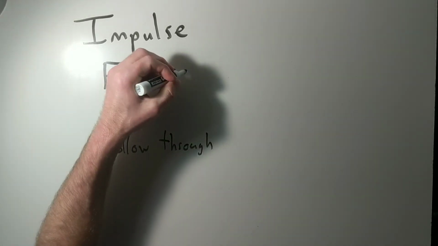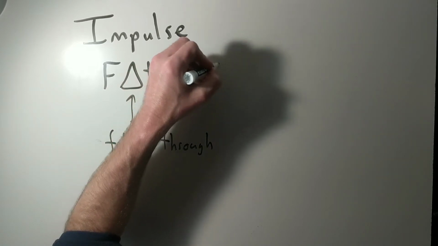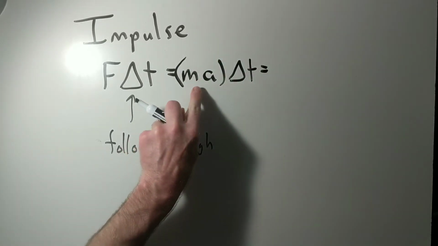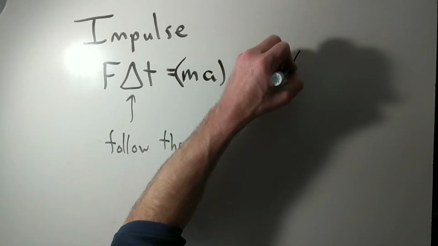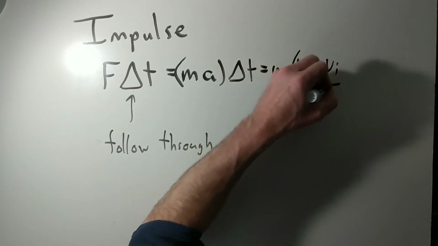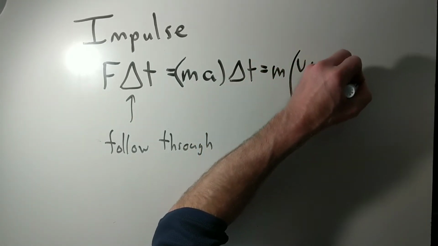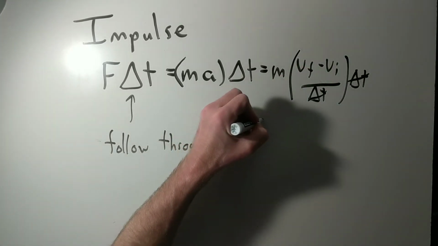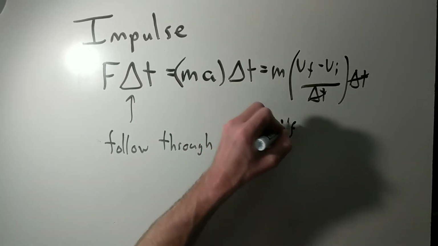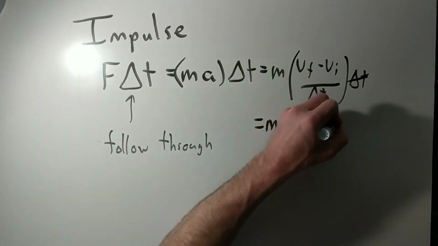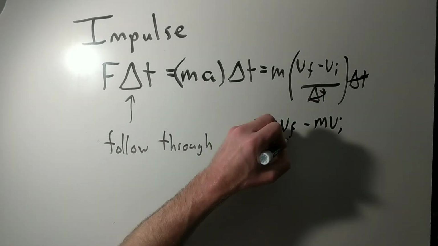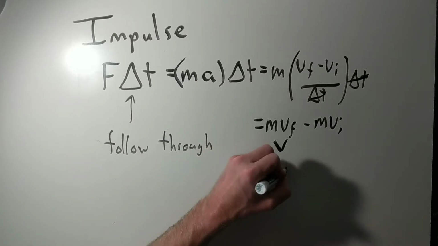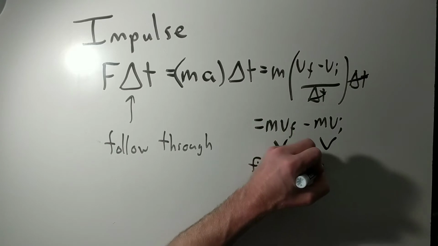It's force times time, but force is ma. An unbalanced force is ma times time, but a is v final minus v initial over time, multiplied by time. And what we see here is the time cancels, and then we get this. This is mv final minus mv initial. So this is my final momentum, and this is my initial momentum.